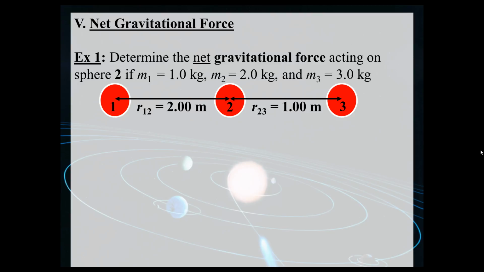No need to state the learning outcome because it is identical to the one from before, again applying Newton's universal law of gravitation. Okay, so first example, I want to determine the net gravitational force acting on sphere 2 if m1 is 1 kilogram, m2 is 2 kilograms, m3 is 3 kilograms, and I'm given the distance between my objects. Okay, so we're interested in sphere 2.